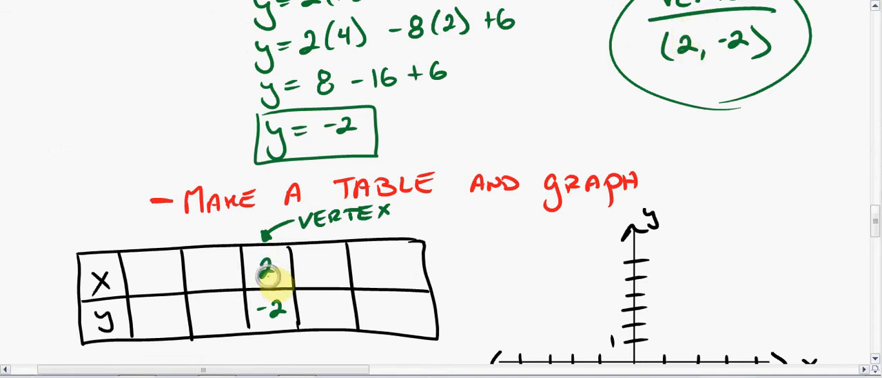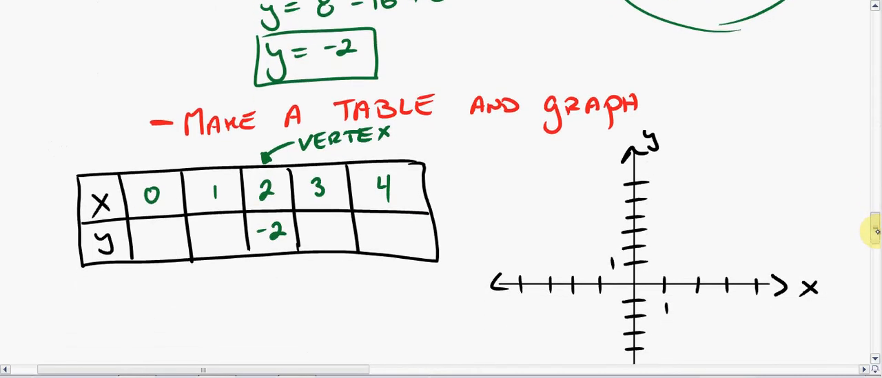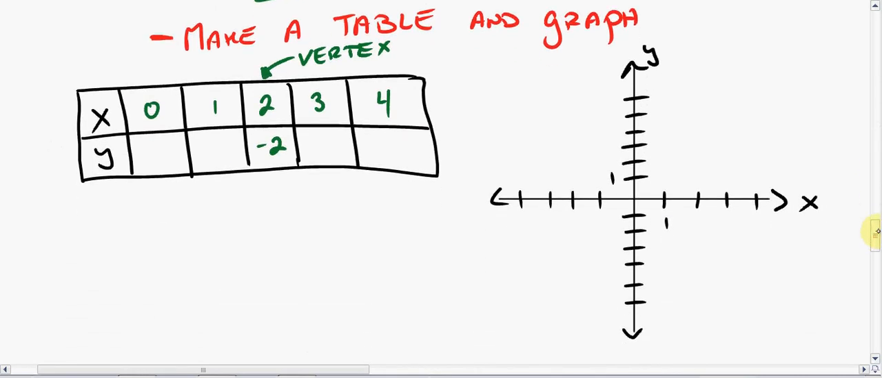So since the x value is 2, I'm going to go up 1 to 3, then up another 1 to 4. I'm going to go down 1 to positive 1, and down another 1 to 0. And these are the x values of my parabola. So I need to now find the y values, so I'm going to plug x equals 3 into my original equation, which was 2x squared minus 8x plus 6.